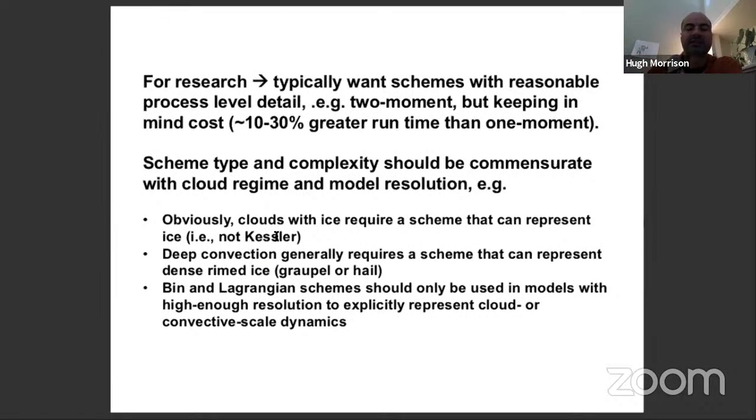So a few points on this. Obviously, clouds with ice, like I said, require a scheme that can represent ice. Deep convection generally requires a scheme that can represent dense rimed ice. So this would be a graupel or hail category, or one of the newer property-based schemes that can evolve rimed ice and represent how that changes density and fall speed. And then bin and Lagrangian schemes should really only be used in models with high enough resolution to explicitly represent cloud and convective scale dynamics, since they explicitly calculate the activation process and particle growth via condensation.